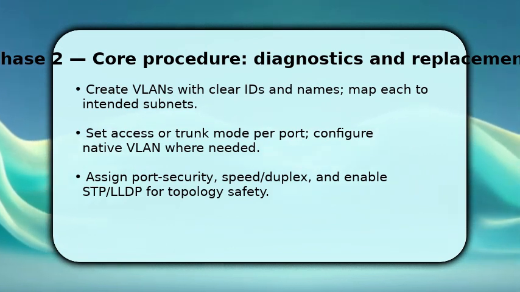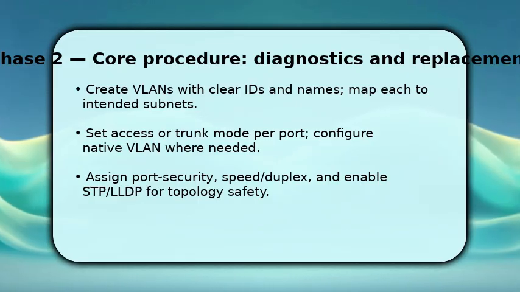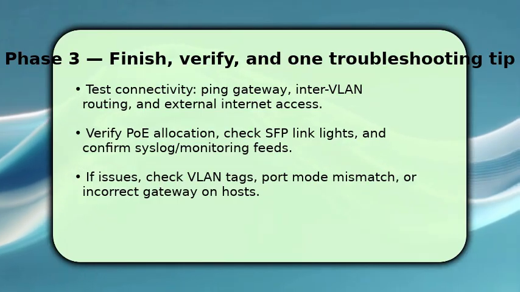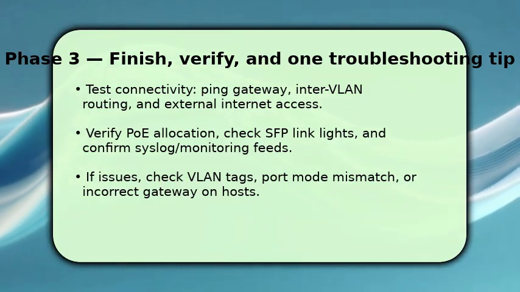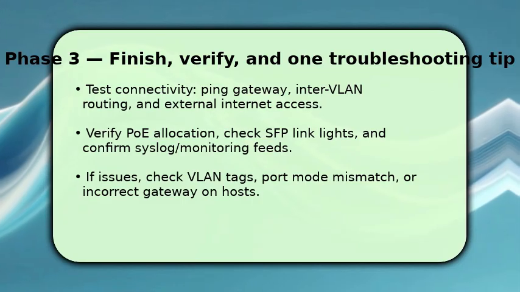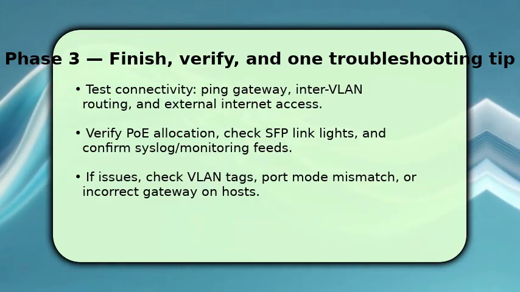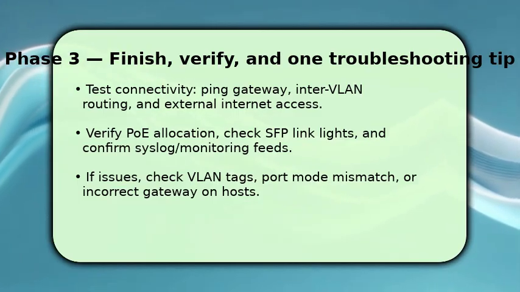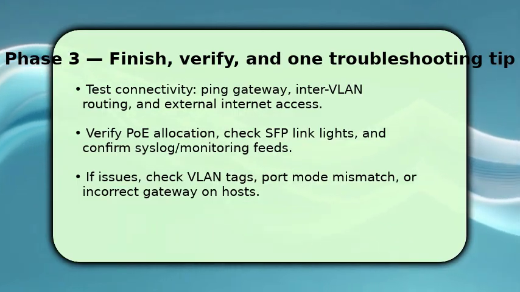Now verify the setup by testing connectivity. Ping the gateway, test interVLAN routes, and confirm external access. This validates routing and firewall rules. Inspect PoE assignments and SFP link LEDs and ensure monitoring and syslog are receiving events. Once done, save and document the final topology and credentials in a secure location.